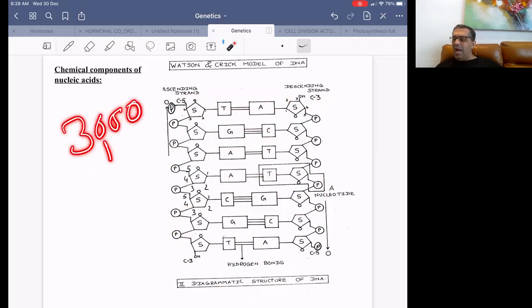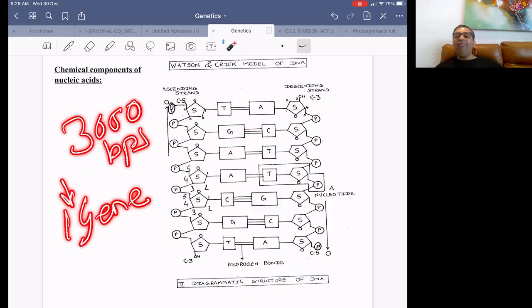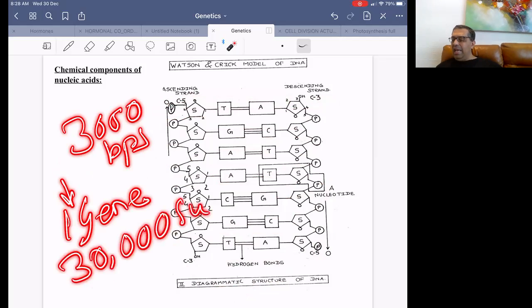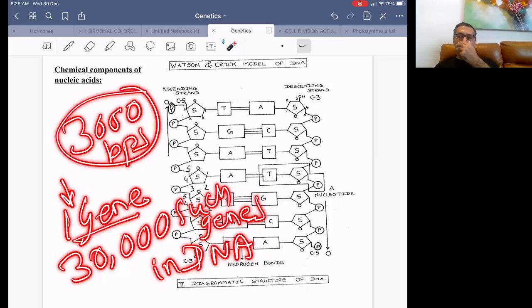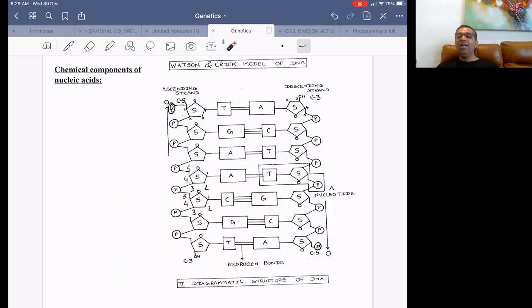3000 base pairs का एक जीन होता है, and we have around 30,000 such genes in the entire human DNA. Each gene is 3,000 base pairs. And अलग अलग जीन से अलग अलग बॉडी पार्ट्स बनते हैं. Different genes form different body parts.